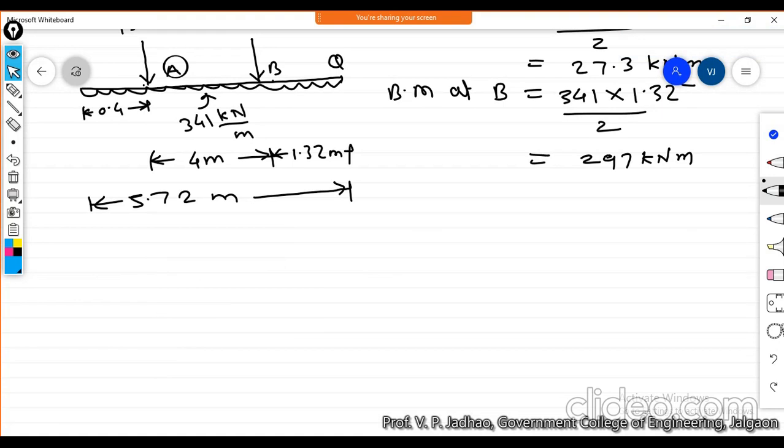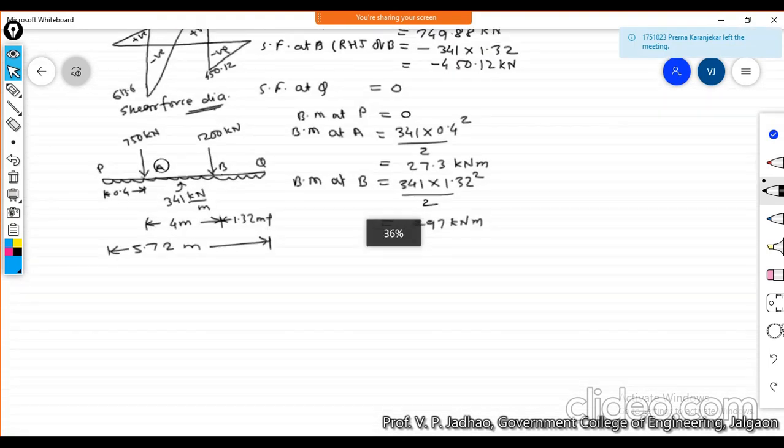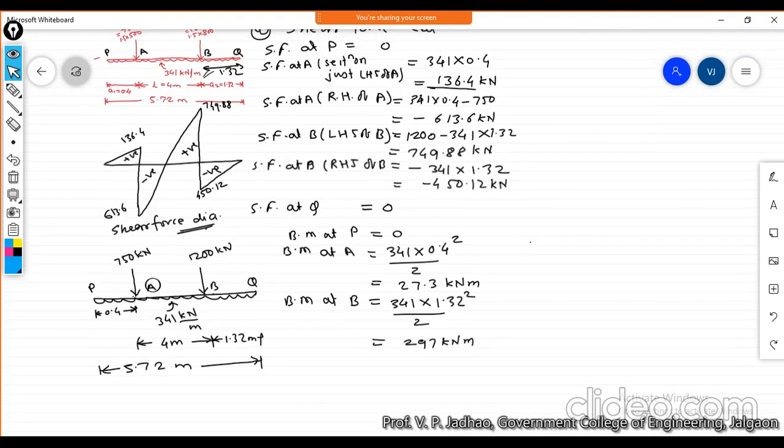Okay, just a minute. I'll just move this. I'll draw the bending moment diagram here only. Just a minute.